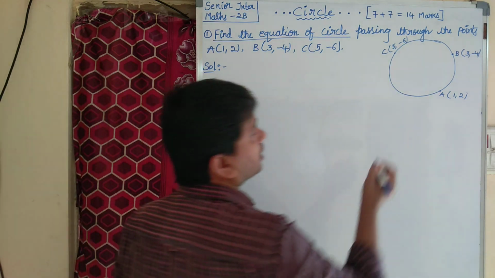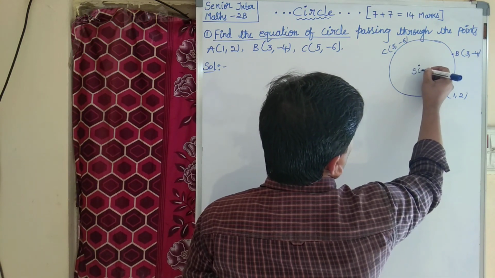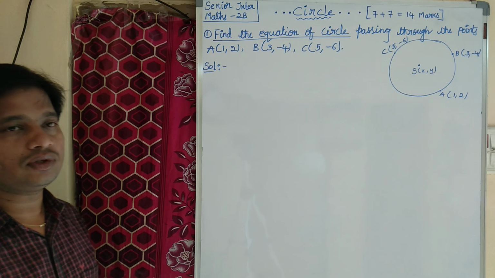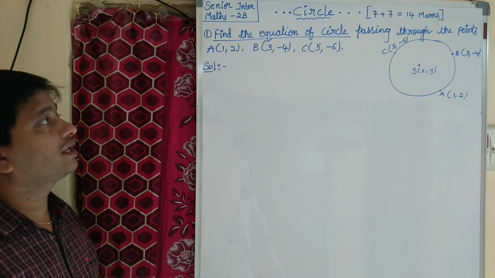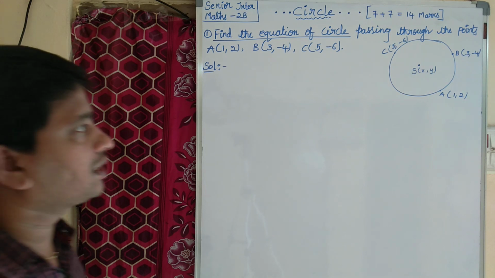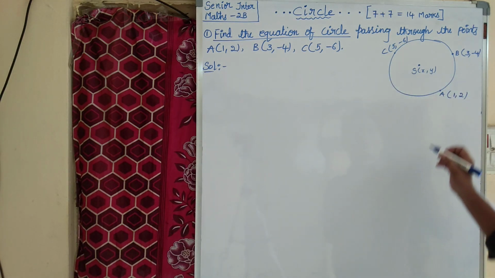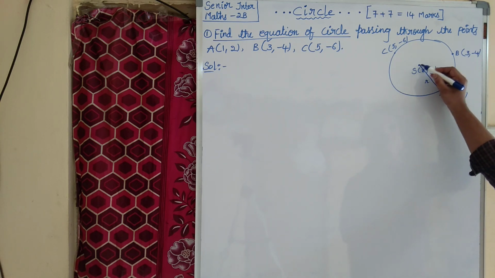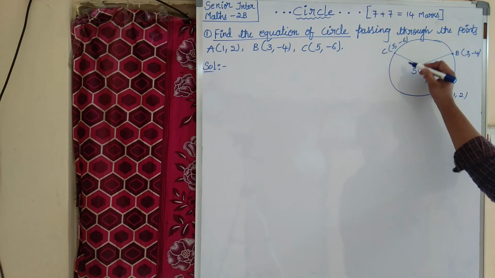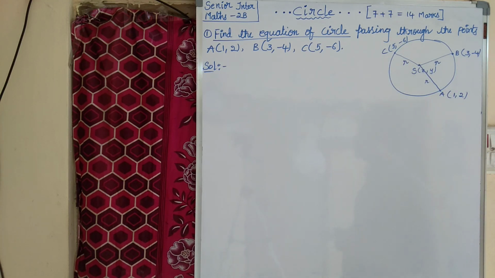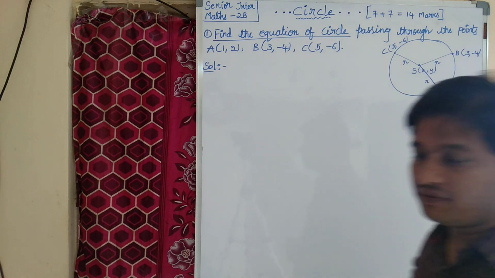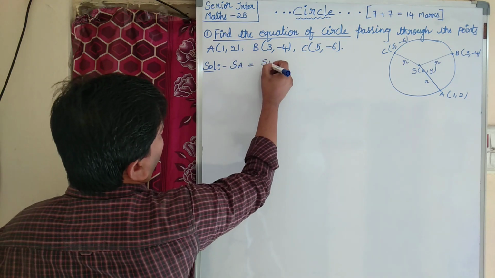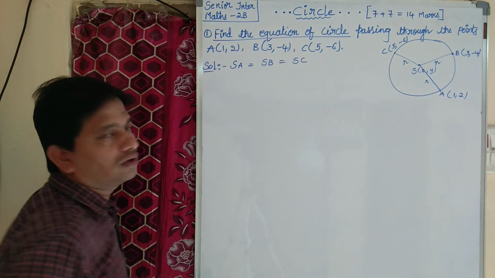Okay, let S be the center of the circle, whose coordinates are x, y. So now we need to find the equation of circle. We know, children, S is the center of the circle. Then the distance between S and A is called radius. Distance between S and B is also radius, and distance between S and C is also radius. Radius is always constant. Distance between S and A must be equal to S and B and must be equal to SC.